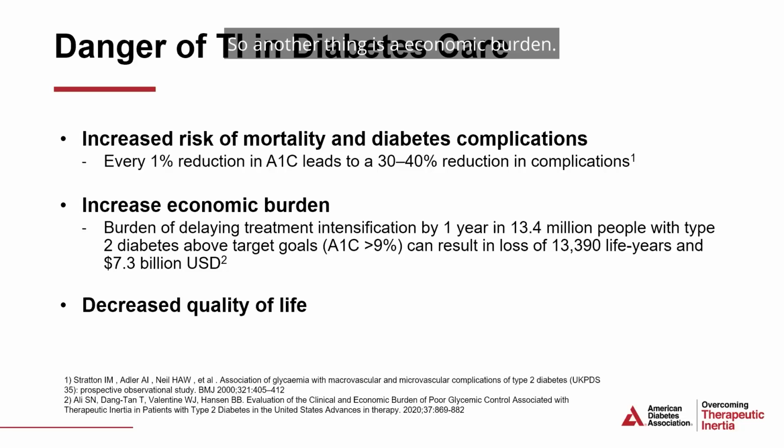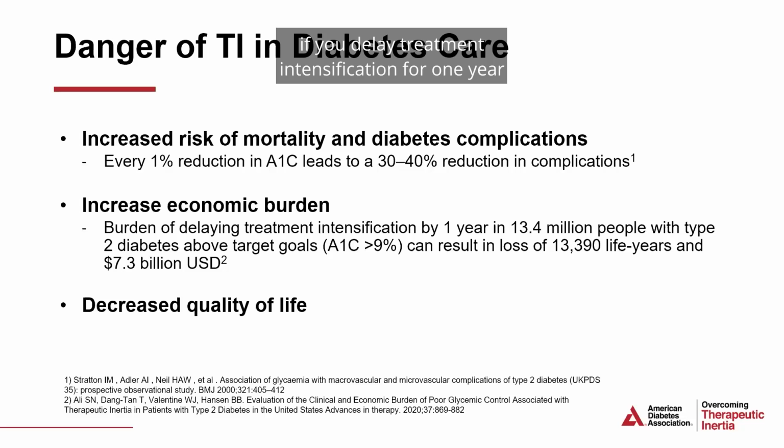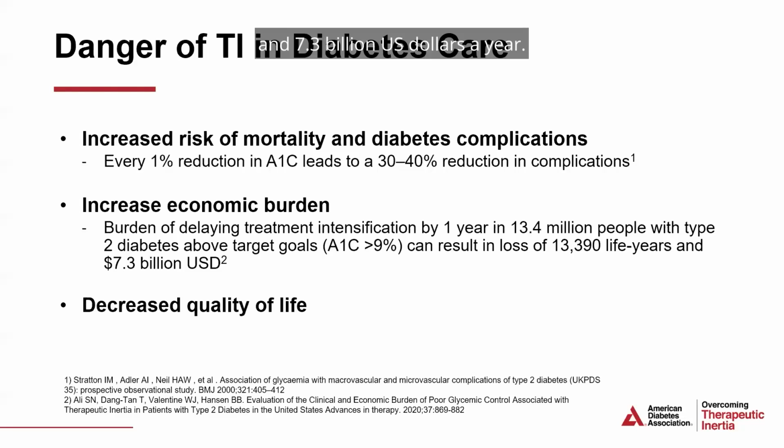So another thing is an economic burden. This is a study from 2020. It shows that if you delayed treatment intensification for 1 year for 13.4 million people with type 2 diabetes, then you can lose 13,000 plus life years and 7.3 billion US dollars a year.